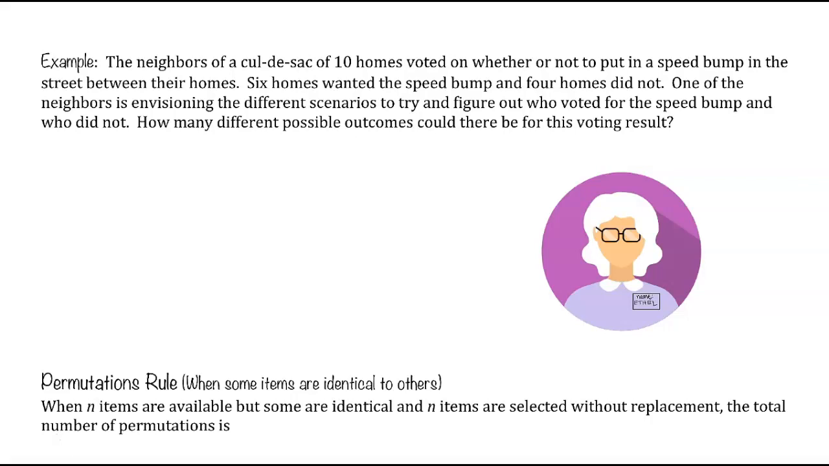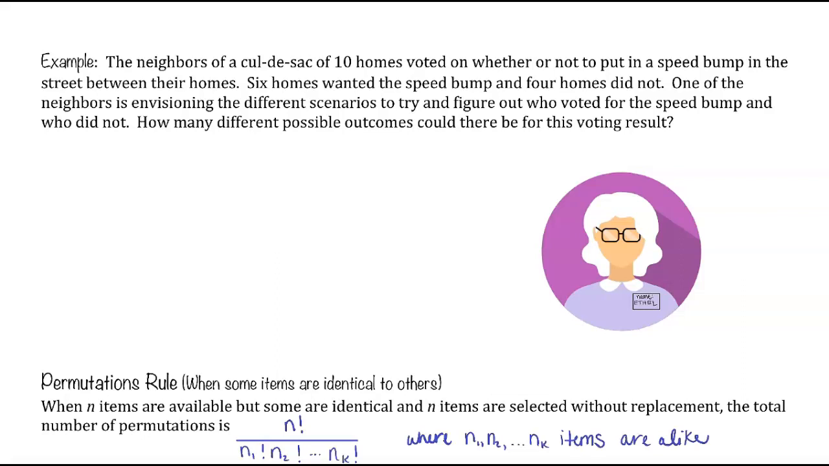This rule tells us that when n items are available but some are identical and all n items are selected without replacement, the total number of permutations is given by n factorial divided by n1 factorial times n2 factorial and so on, where n1, n2, all the way to nk items are alike. That is, n1 of the items are alike, n2 of the items are alike, and so on.